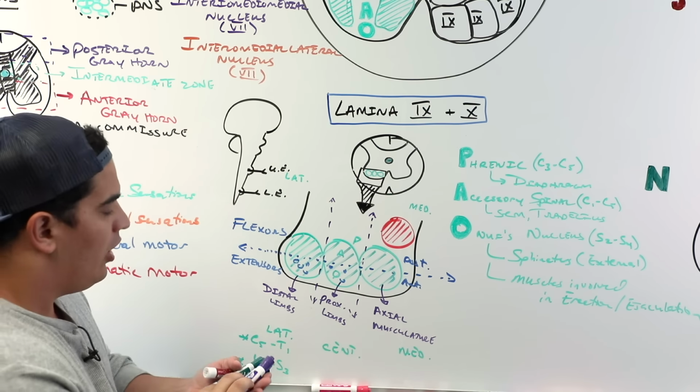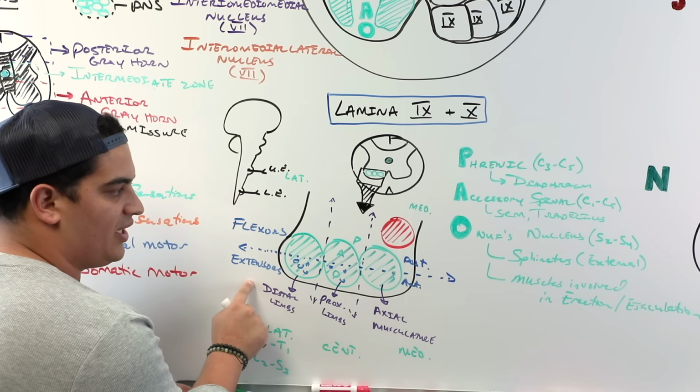These are cell bodies that are going to your somatic motor neurons, right? So these are cell bodies of the somatic neurons going to skeletal muscles of the distal, proximal, and axial limbs, or axial structures, both flexors and extensors.